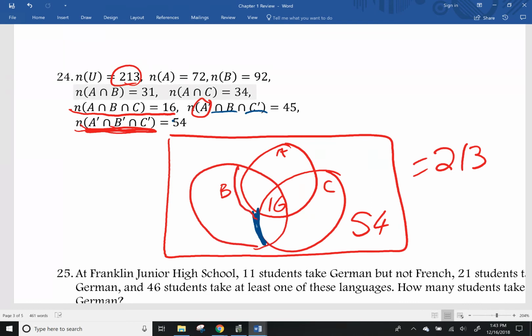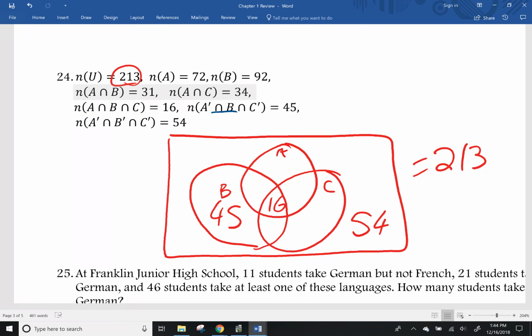It's basically just this region here. So that means that region is 45. So this is 45 because that region is in B, but it's not in A and it's not in C. So that is 45. So now let's look at some of the other information we're given.